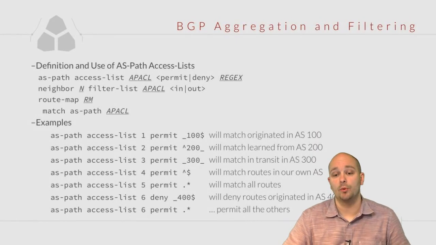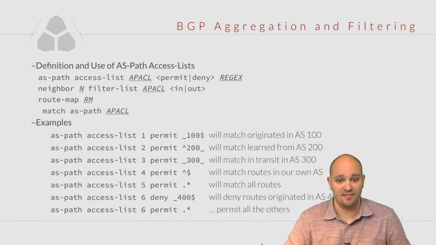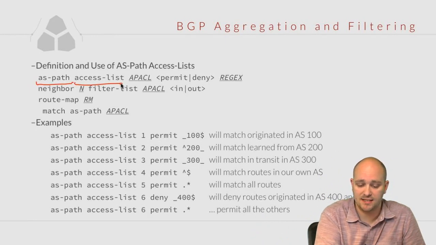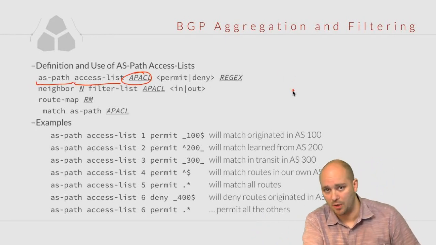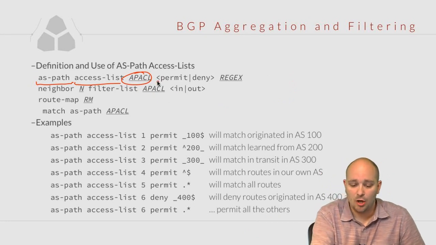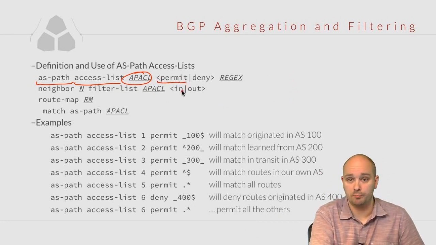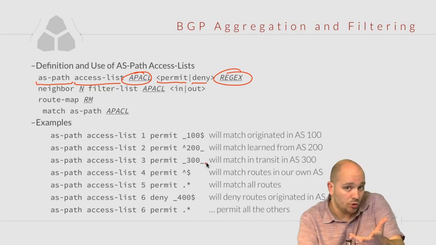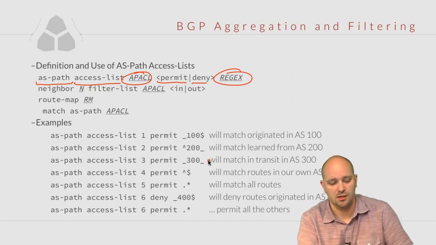So now finally we can talk about the AS path access lists. First, AS path access lists are defined as as-path access-list, and then we specify the number of the access list. And then we can specify whether we want to permit or deny whatever regular expression that we used. And we are going to use the regular expressions that we just learned.